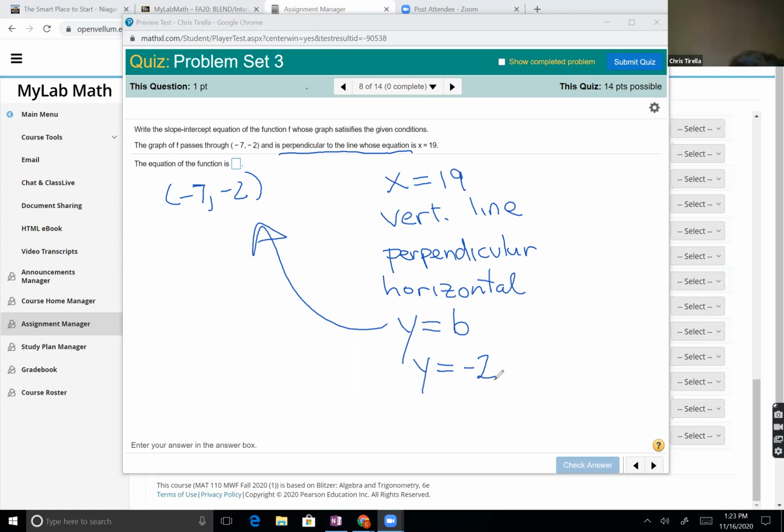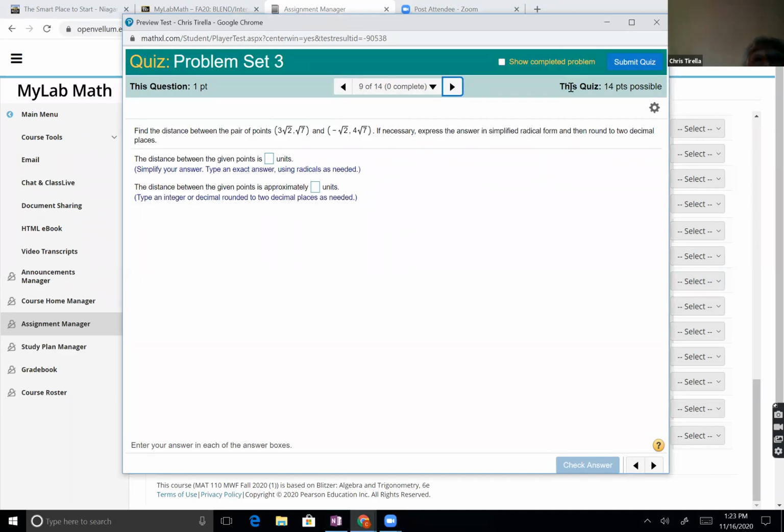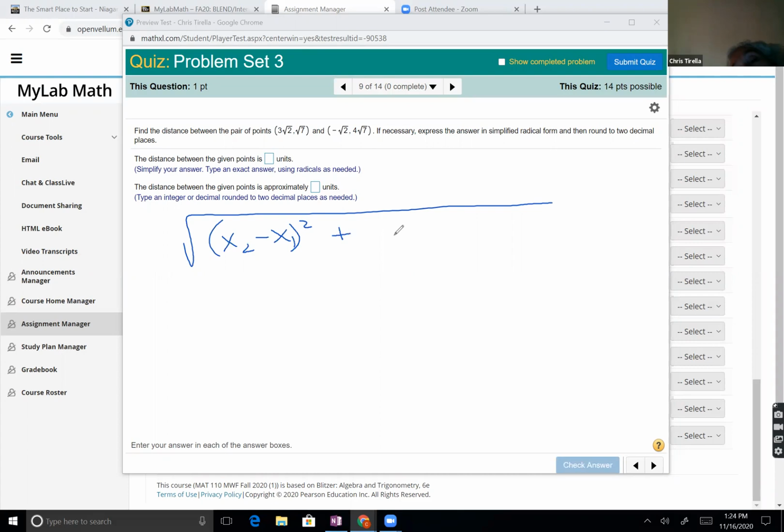I'm good. Then let's clear this and go on to the next. Find the distance between the 2 points. Oh, what fun. Let's see. Distance between 2 points is the square root of the difference in the x values squared plus the difference in the y values squared.